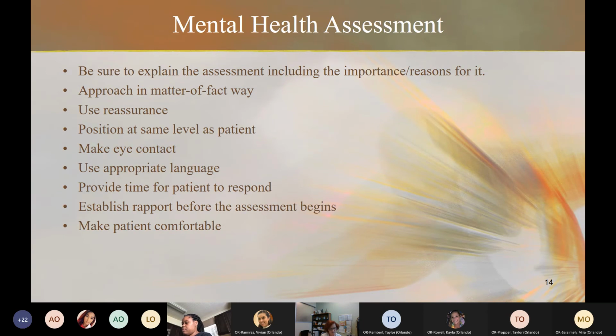So for the mental health assessment, we want to be very matter of fact. We want to approach them like adults. Okay, we want to be very positive and reassuring to our patients.